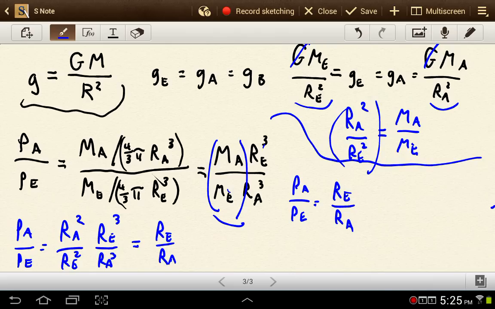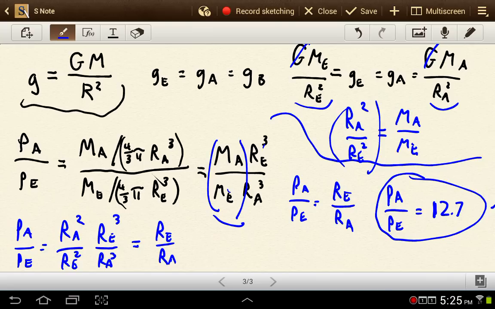As I recall, the asteroid has a radius of 500 kilometers, and the Earth has a radius of 6,371 kilometers. So rho_A, the density of the asteroid over the density of Earth, is 12.7. And that makes the asteroid very dense. I mean, it's got to be made of all metal. It's got to be really dense in order to be correct.